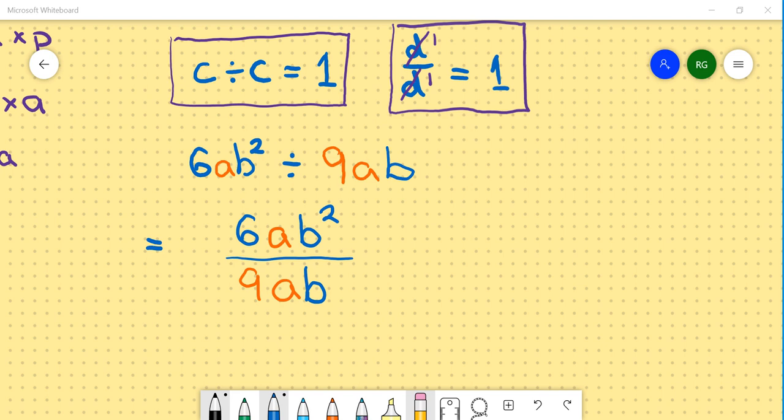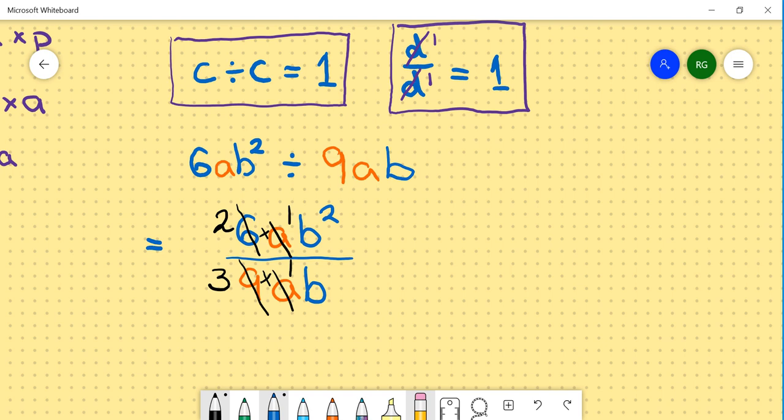So 6 and 9 has a common factor of 3. Therefore, I can divide the top line, the numerator, by 3 and get a 2, and the bottom line becomes a 3. I just simplified that part of the fraction. As previously mentioned, any time you have a pronumeral divided by another pronumeral that is exactly the same, that is the same as saying A divided by A, which is 1. Remembering there's a multiplication between all of these.